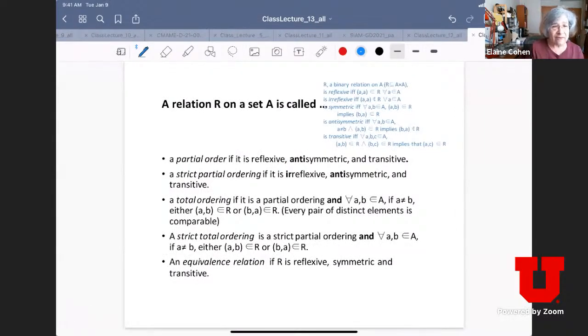Okay, now we have different kinds of orders. So we talked about what a partial order is. It's reflexive, anti-symmetric, and transitive. A strict partial ordering is irreflexive, anti-symmetric, and transitive. So can anyone think of a strict partial ordering?